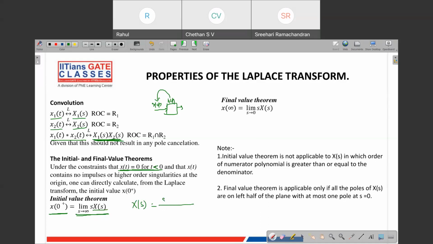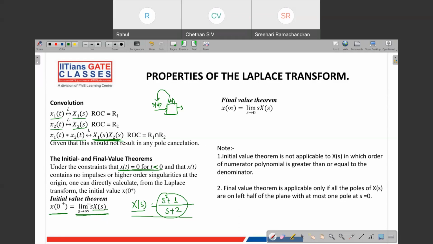For example, let's say we have this case. In this case your numerator has higher order than the denominator. That creates what we call a high order singularity, and that creates a problem. For this kind of case we cannot calculate the initial value, so in any of these cases we will not be applying this initial value theorem. The first criterion is that x(t) should be 0 for t less than 0, and the second is that X of s should not be in this form, meaning the numerator should not have higher order polynomial than the denominator.